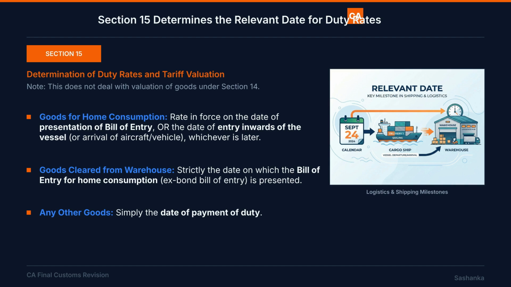Section 15 is one of the most practical and examination-oriented provisions in customs law. Its purpose is not to determine the value of goods, but to identify the correct date for applying the rate of duty and tariff valuation. For goods imported directly for home consumption, the relevant date is the later of 2 dates, the date of filing the bill of entry or the date of entry inward of the vessel or arrival of the aircraft. For warehoused goods, the relevant date is the date on which the ex-bond bill of entry for home consumption is filed. For all other cases, the date of payment of duty becomes relevant.